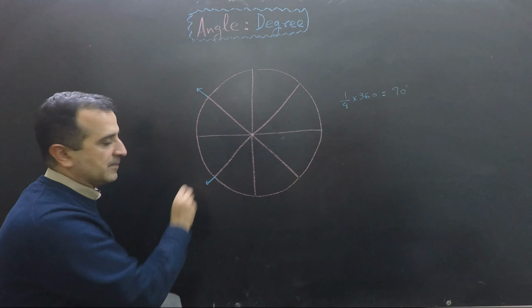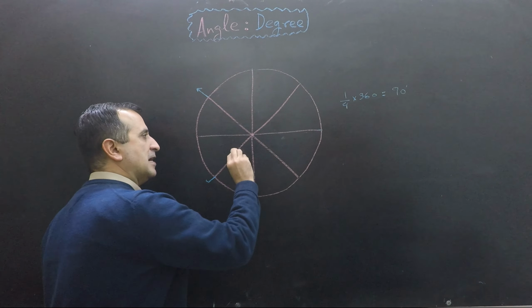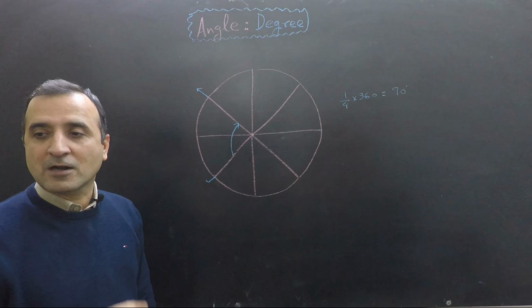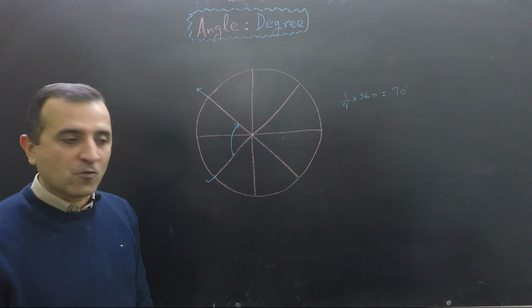But I have said that the angle from here to here is 90. But what about the angle from here to here? Minus 90. So the angle from here to here is 90, but the angle from here to here is minus 90. So if I have to measure the angle from this point to this point, it's minus 90 because I am going in the clockwise direction.